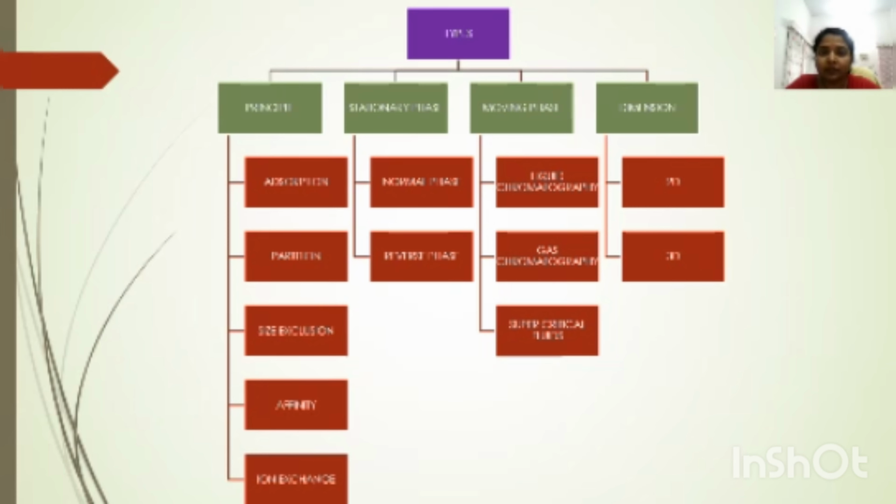And in some cases we are using supercritical fluids such as supercritical CO2 as a moving phase, the mobile phase. And there is the third classification, based on dimension. We can have TLC or paper chromatography, which come under 2D, two dimension. And we can have columns, so that's a three-dimensional technique. Hope you got that. And moving to the next.